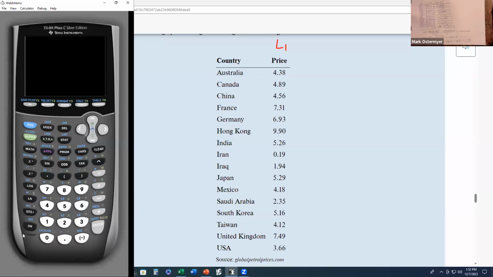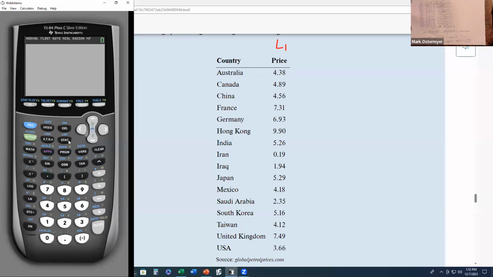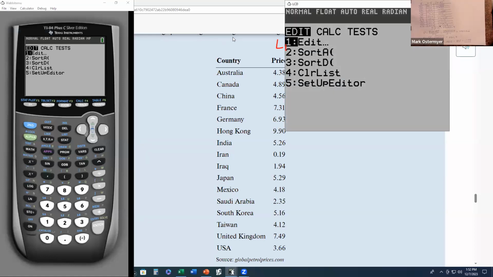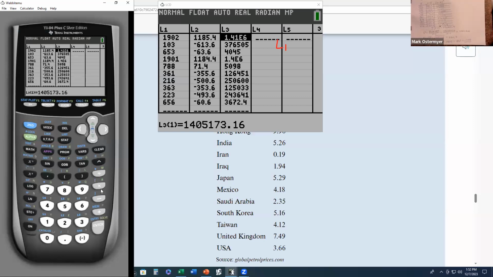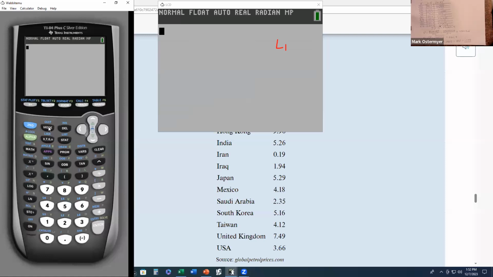On the 84, what you do is hit your stat button, select edit, and hit enter to go into the editing mode. You've got your list there. If you have any garbage in your list, you can move your cursor up onto the list name, hit clear, followed by the enter button, and it clears the whole list out. So just go ahead and put those average gas prices in list one. When you get done, you hit second mode to quit.